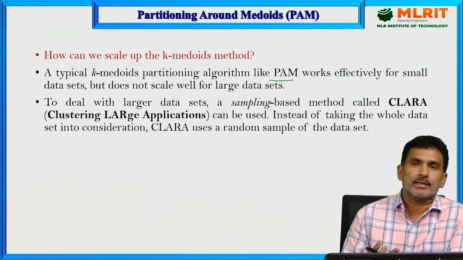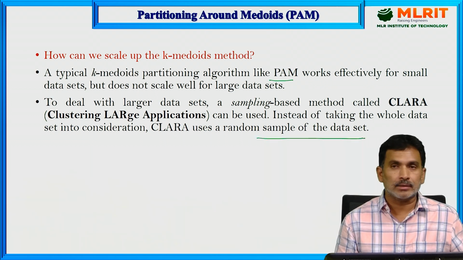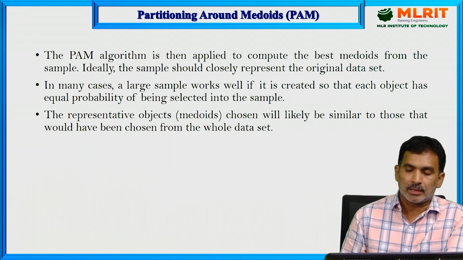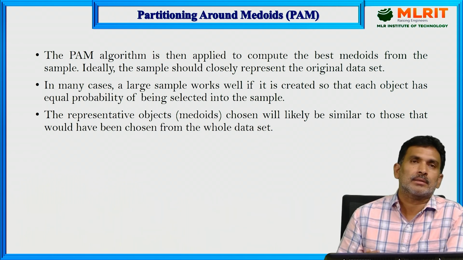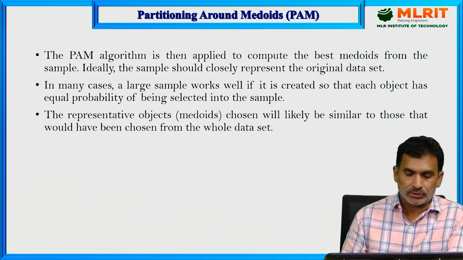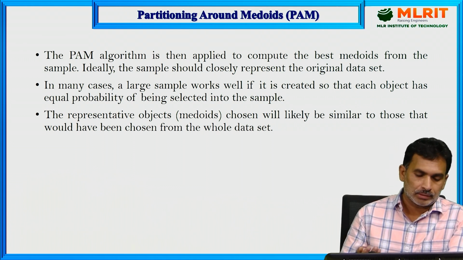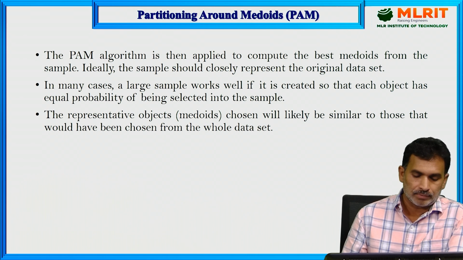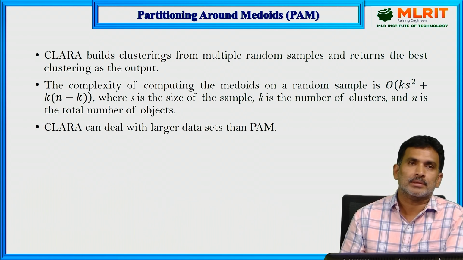Instead of taking the whole data set into consideration, CLARA uses a random sample of the data set, like in statistics, where we select a sample to estimate the population parameters. The PAM algorithm is then applied to compute the best medoids from the sample. Ideally, the sample should closely represent the original data set, otherwise whatever clustering is done is invalid. In many cases, a large sample works well if it is created so that each object has equal probability of being selected into the sample. So effective sampling needs to be done. The representative object medoids chosen will likely be similar to those that would have been chosen from the whole data set. So CLARA builds clusterings from multiple random samples and returns the best clustering as the output.